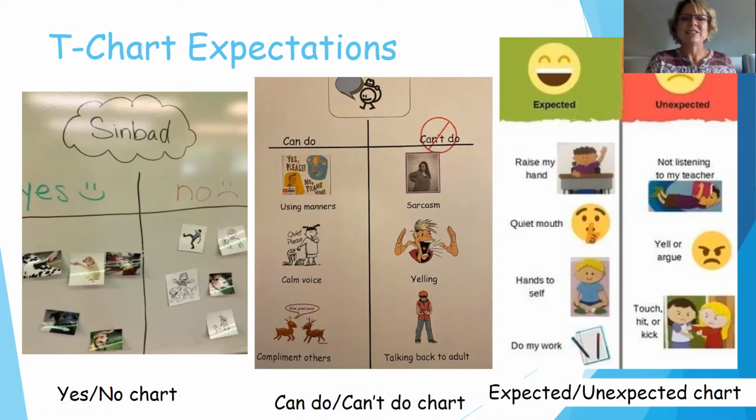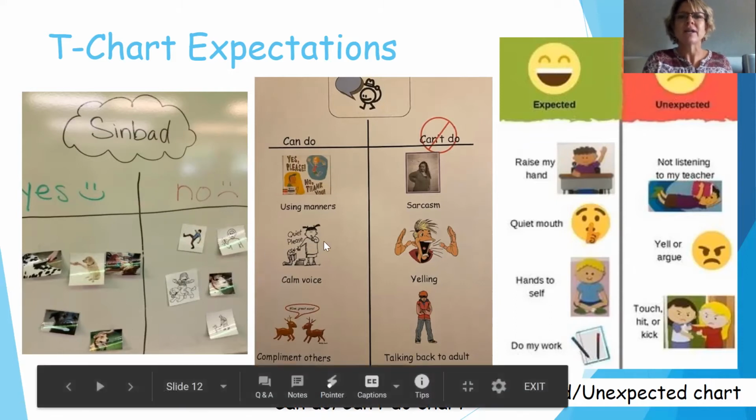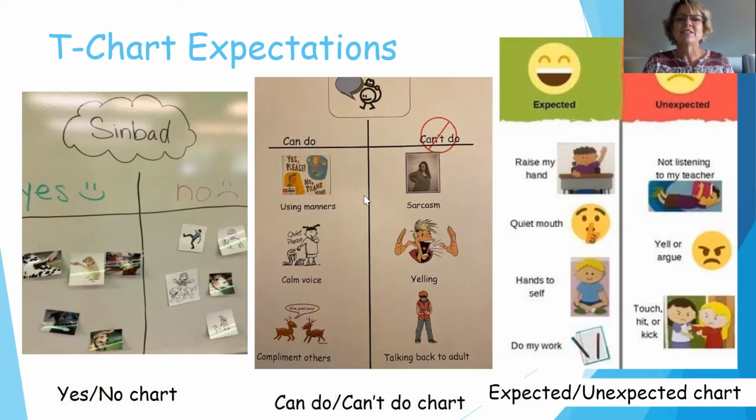This one is a can do, can't do chart. This is for respectful behavior, respectful talk. Sometimes we need to define those more abstract concepts and what that looks like. So going through this again before you're going to see some of those expected behaviors, you want to do it ahead of time and just review those concepts.